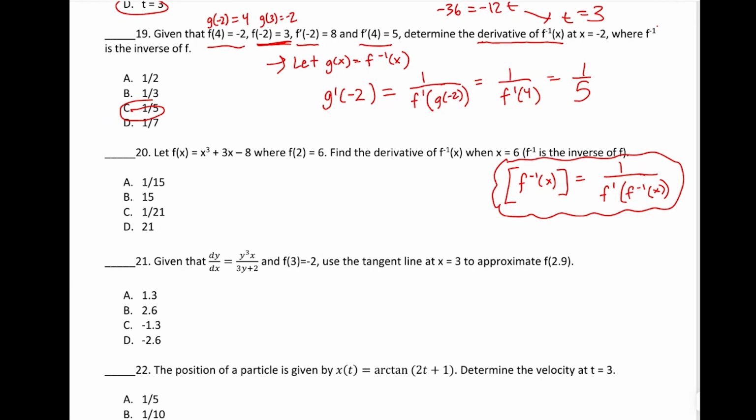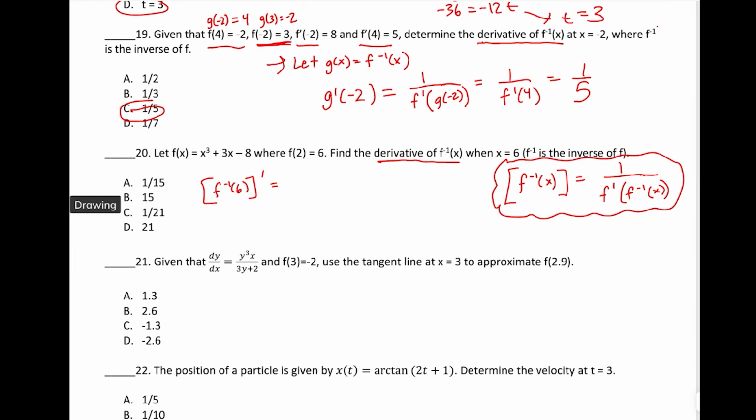So if we want to find the derivative of the inverse of f, we want to find the derivative of that when x equals 6. So I'm going to plug in a little 6 here. That's going to equal 1 over f prime of f inverse at 6. Now, because we know that f of 2 is 6, we know f inverse of 6 is 2. So this f inverse of 6 is 2. So we have 1 over f prime of 2.